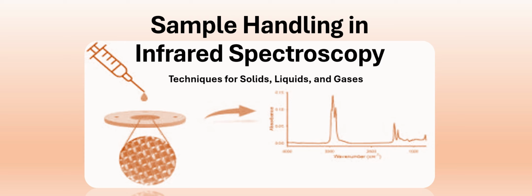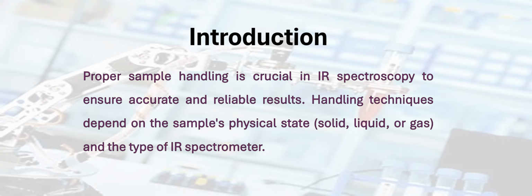So, let's dive in. Infrared spectroscopy is a powerful analytical technique used to identify and study chemicals based on their molecular vibrations. However, the accuracy of IR spectra heavily depends on how the sample is prepared and handled. In this lecture, we'll cover the key techniques for handling solids, liquids, and gases to help you get the best results. By the end of this session, you'll be equipped to optimize your sample preparation process.